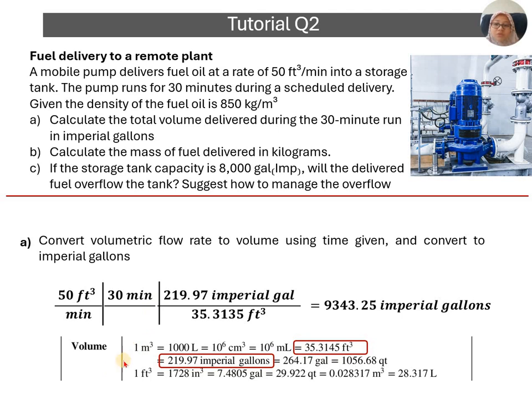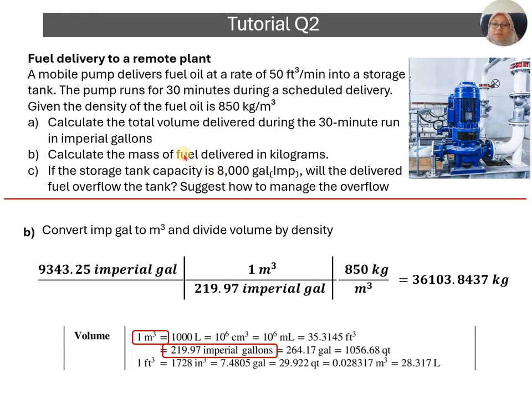The time is given, so logically, in order to get the volume, you just have to multiply the flow rate with the time of the run, which is 30 minutes. So the minute unit cancels out, you are left with cubic feet. And then after you get the value in cubic feet, you just have to use a conversion factor in order to convert that into imperial gallon. So the answer is 9,000 imperial gallon.